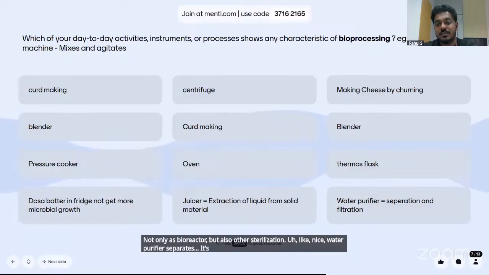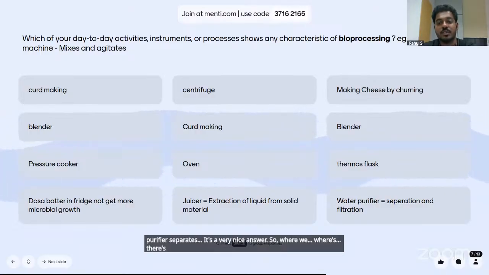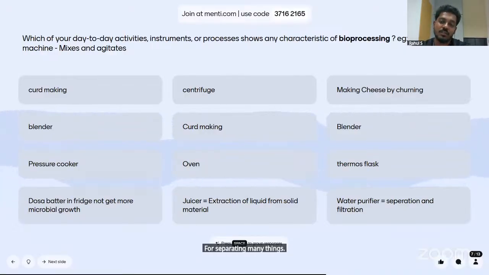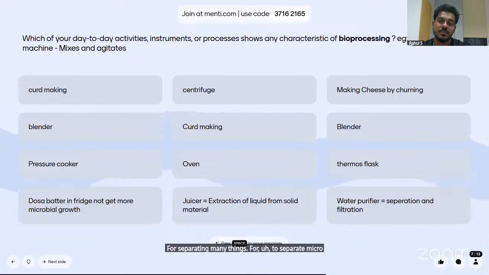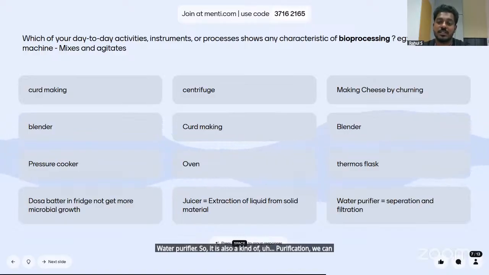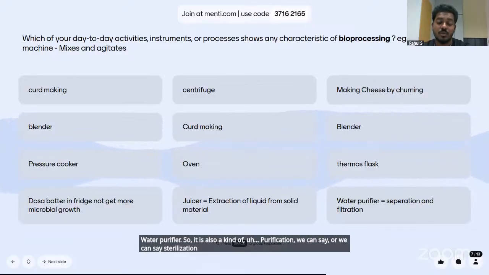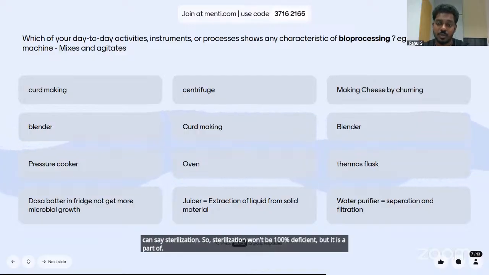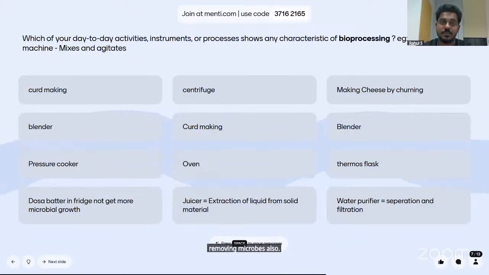It's a very nice answer. There is a separate filter present over there for separating many things, to separate salt, to separate microbes. Nice answer, water purifier. So it is also a kind of purification, or we can say sterilization. Here the sterilization won't be 100% efficient, but it is a part of removing microbes also. Nice.